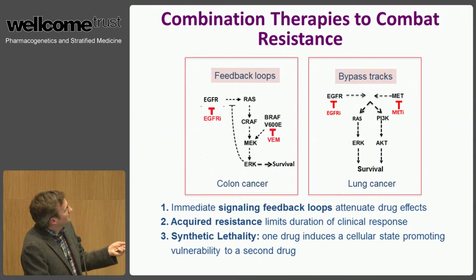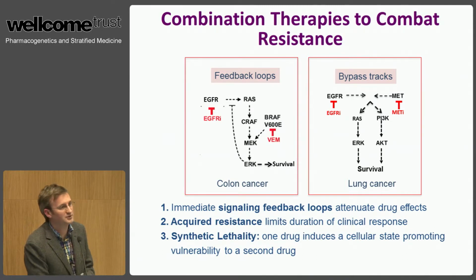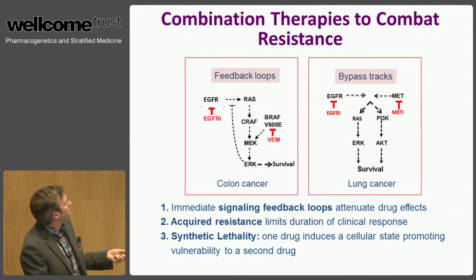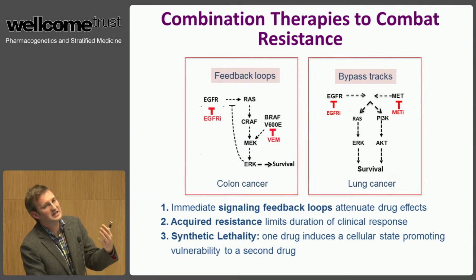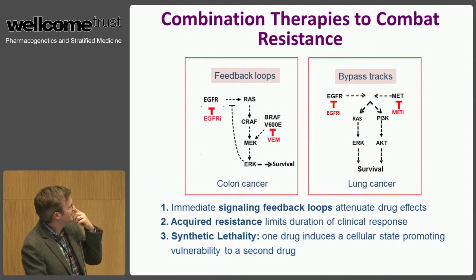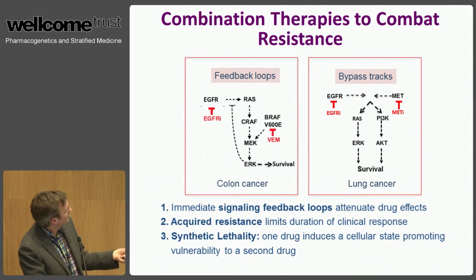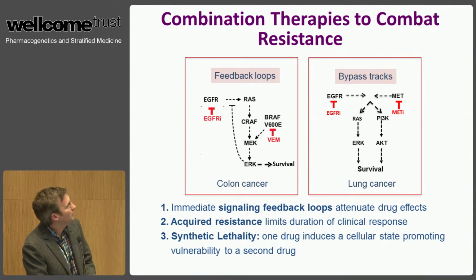Another example of where combinations are thought to be effective is with bypass tracks. So you have, for example, two receptors here that signal through this pathway, and you really need to hit both of them to turn off that pathway. We also observe acquired resistance, and it's thought that by combining agents, you might be able to delay the acquisition of resistance. And there's also hope that by using combinations we can identify synthetic lethal interactions, where the presence of one drug induces sensitivity to a second molecule.